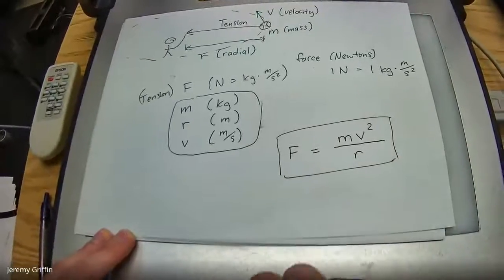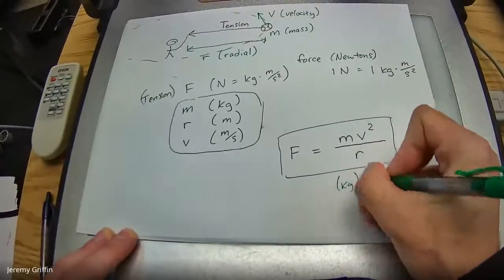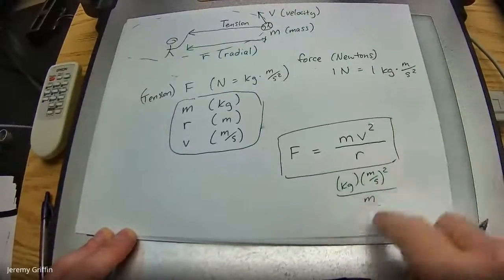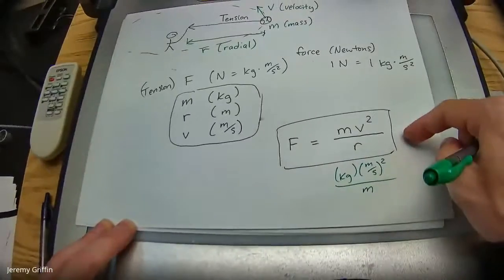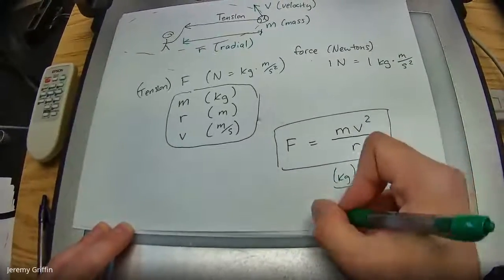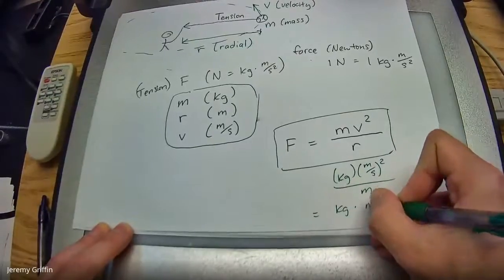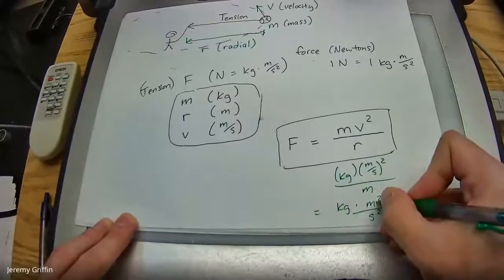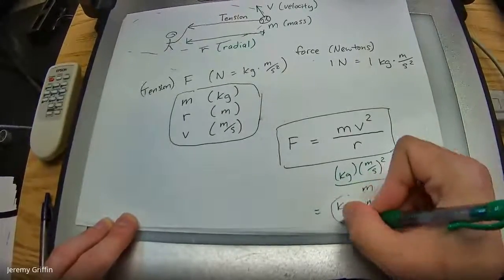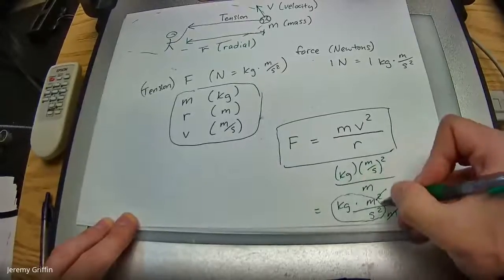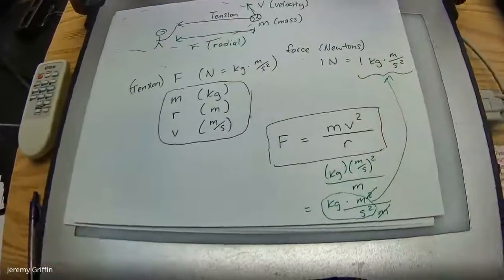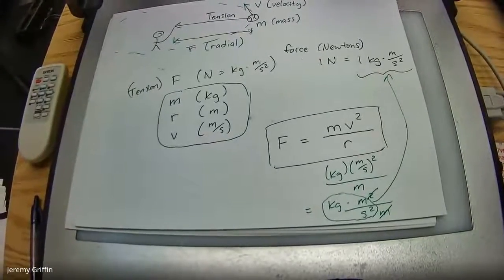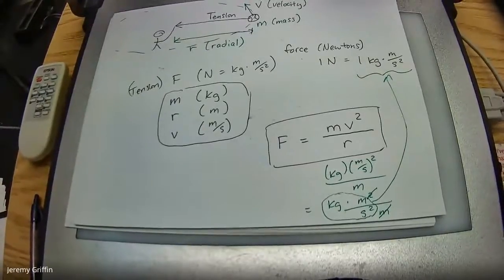But let's check this in terms of units. So we got kilograms. Now v squared, that's meters per second, and that whole quantity is being squared. And then divide by radius. Radius is some number of meters. You see in green ink, I just put the units. Black ink is the variables. Green ink is the units. If I expand this out, that's kilogram times meter squared divided by second squared times meters. And one of the meters cancels out. That leaves me with kilogram meter per second squared, which is exactly what I was looking for. That is the formula for centripetal force. You guys get that?